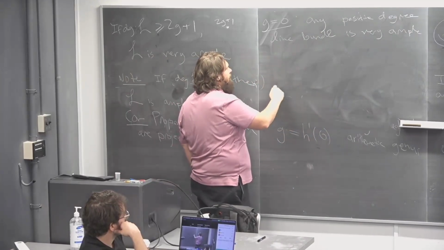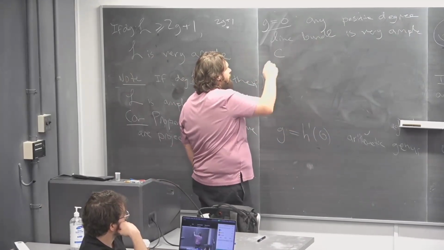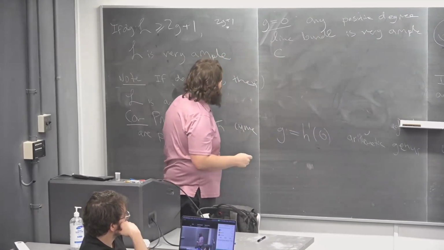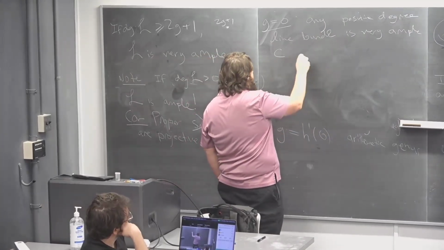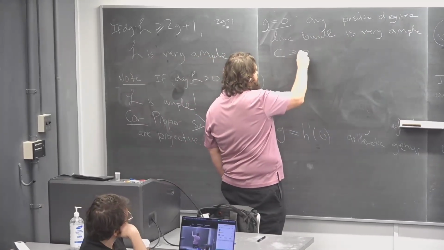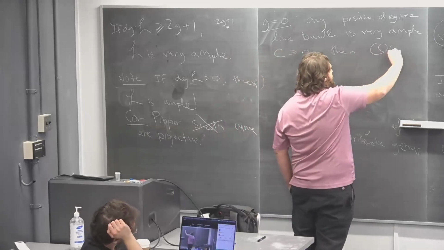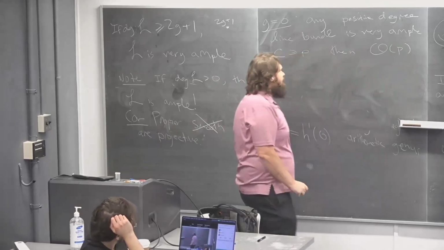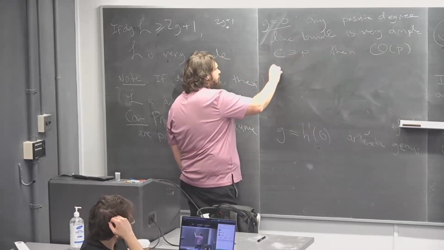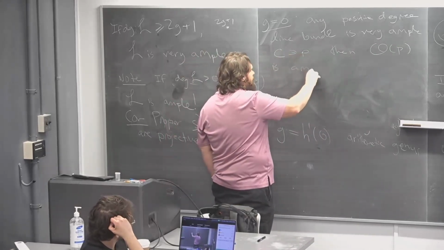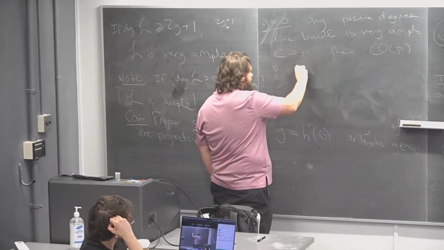So in particular, I have C of genus 0, and any point P in C. Then O of P is ample. Sorry, I should say very ample.